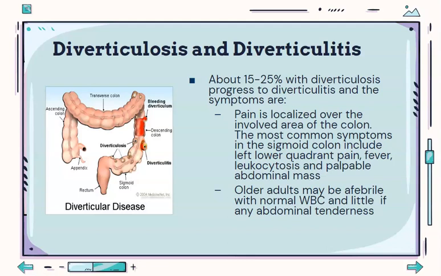Left lower quadrant pain, there could be some fever. Anytime we have an inflammatory process, there can be associated fever. White blood cells are going to go and fight that inflammation, so we could see some leukocytosis. And then if it's severe enough or there's maybe an associated obstruction, you could even palpate a mass. Older adults could be afebrile with a normal white blood cell count and possibly little to no abdominal discomfort.